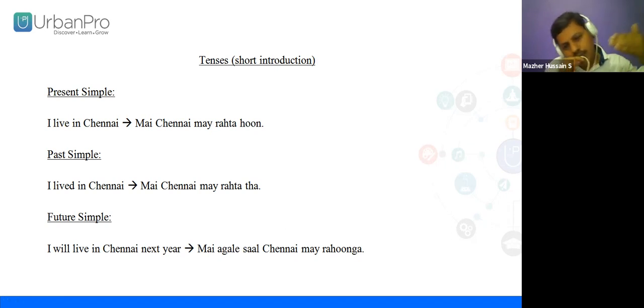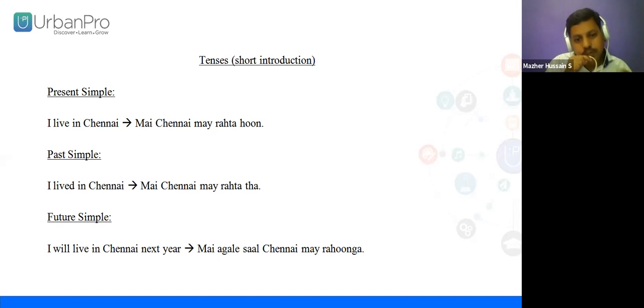Now if I want to change the present simple tense into the past simple tense, which means it becomes "I lived in Chennai", sometime in the past, then in Hindi I have to say "main Chennai mein rehta tha". So if I use the word tha, then I am talking about the past tense.